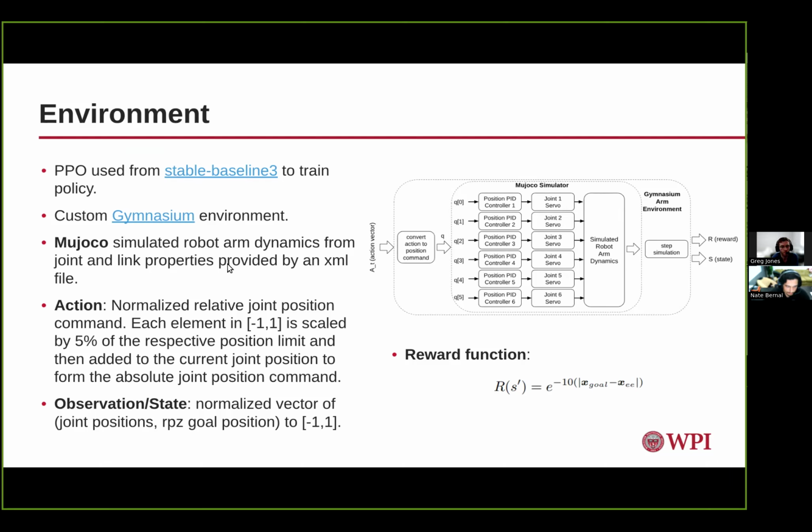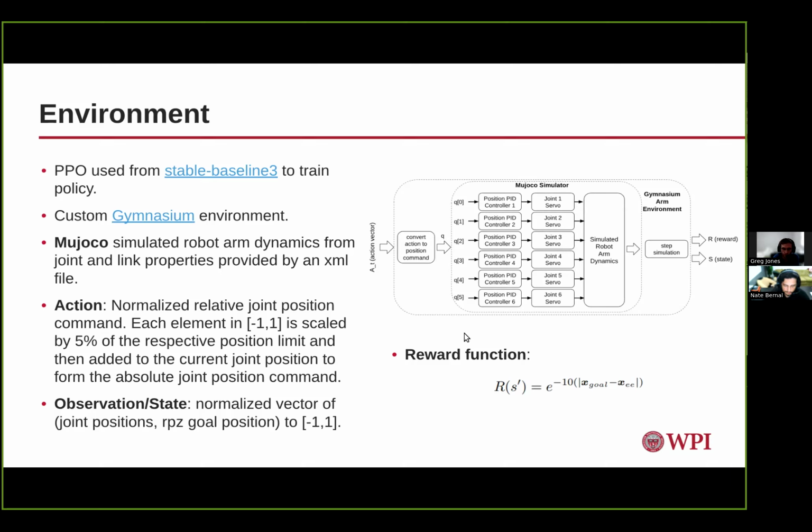The general flow on the right-hand side, as you can see, is that an input action representing the relative position command was converted into an absolute position joint vector, and each of those elements was applied to the joint position controllers, and that then fed into controlling the actual robot arm. The simulation was stepped forward by one time step, and then the reward and next state were calculated.